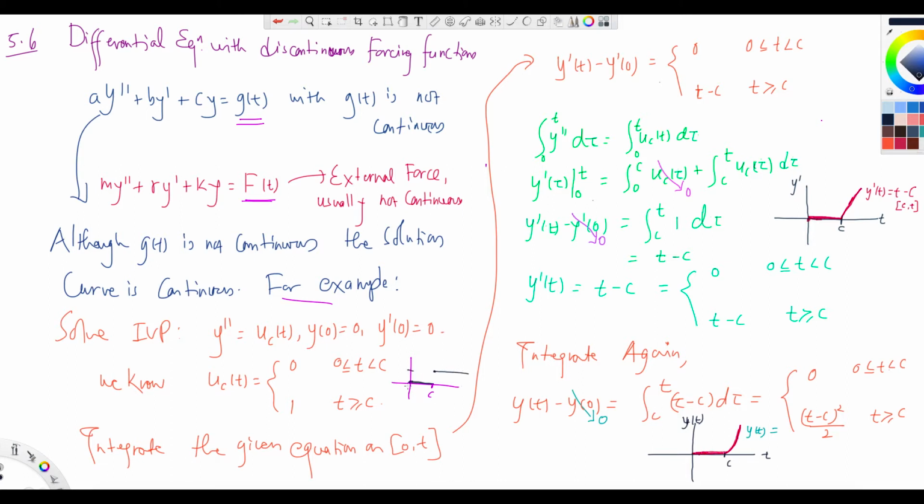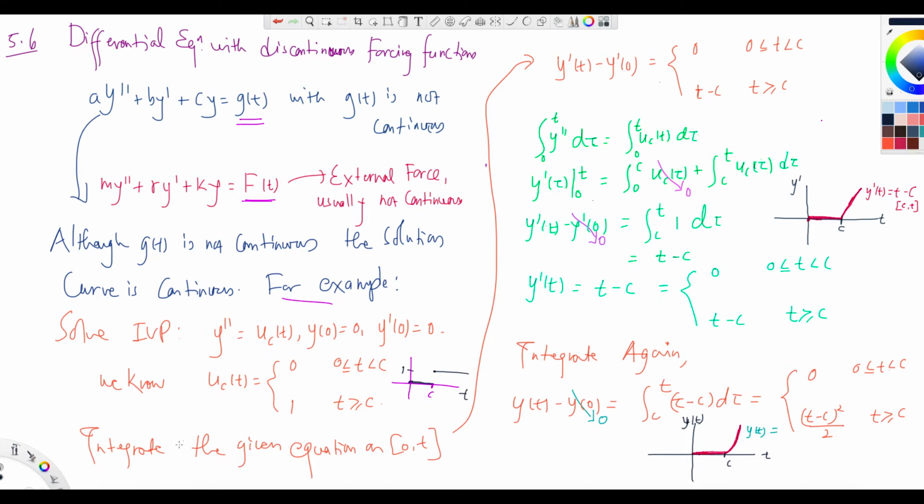You see that the function, the second derivative, so for t smaller than c, the function is 0, and for t greater than c, the function is 1. The u_c(t) is defined that way, right? So y double prime is not continuous here, because y double prime equals that discontinuous function. Although y double prime is not continuous, we are trying to see whether the solution of this equation, which is y, is continuous or not.